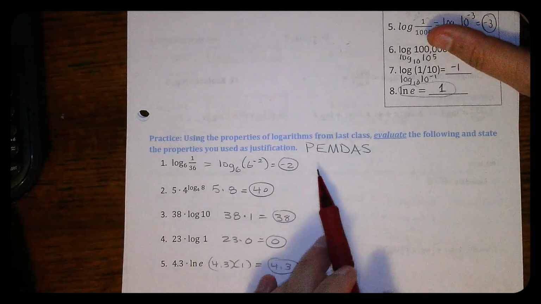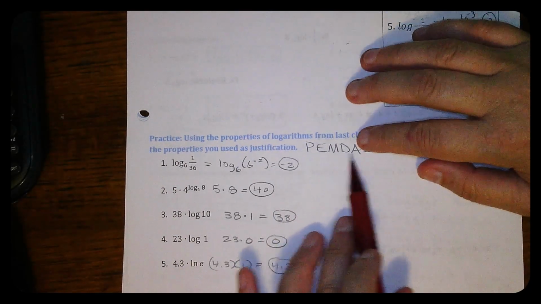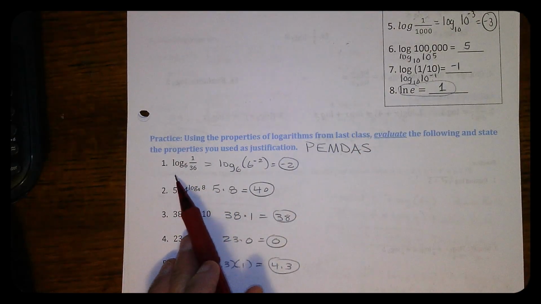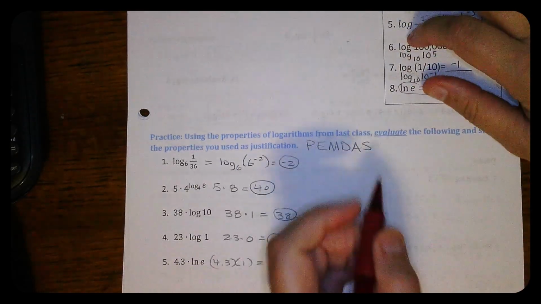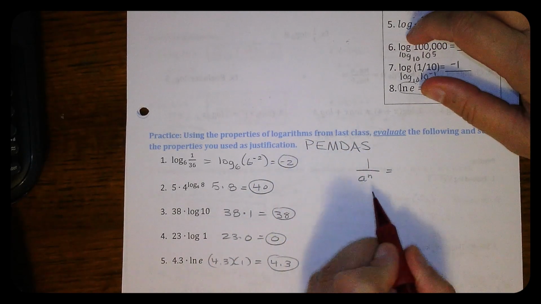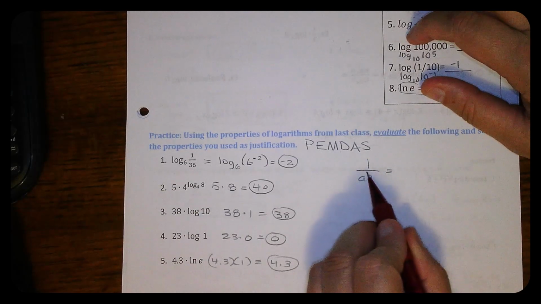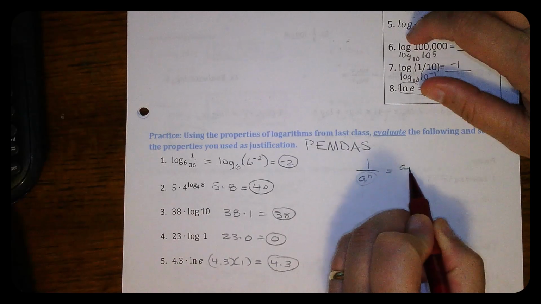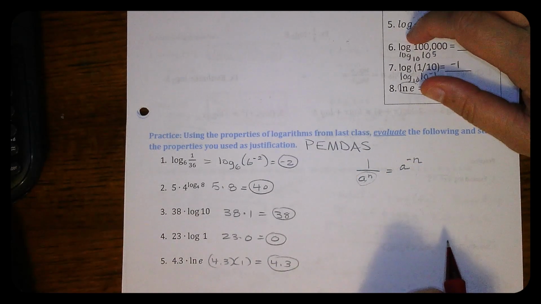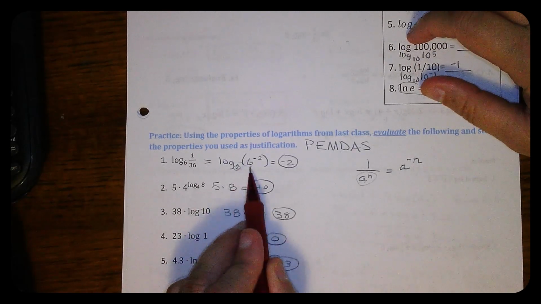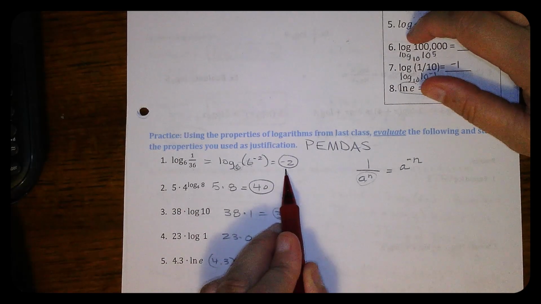What I meant by PEMDAS is you have to make sure you follow the order of operations. So first one, you didn't really need to do that. You needed to know how to use negative exponents. So just in case you need a little review, what I'm doing is I'm getting rid of this denominator by using negative exponents. I can move that up to the numerator if I make it a negative exponent. So 1 over 36 is the same as 6 to the negative 2. And so then I have the same base rule, and I can use the same base rule, that's negative 2.